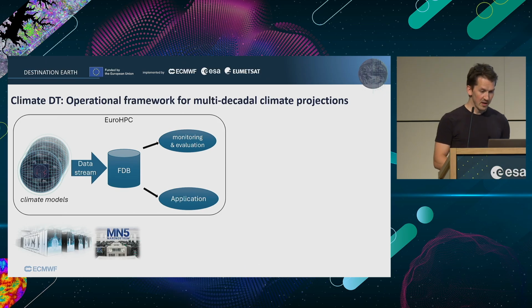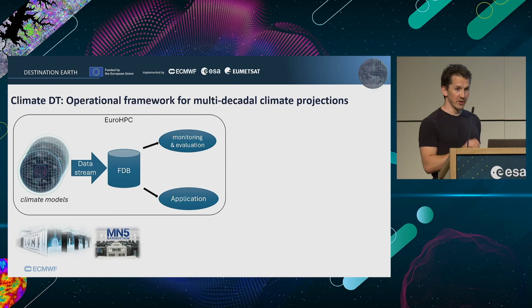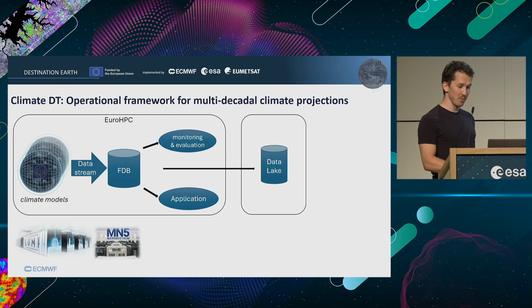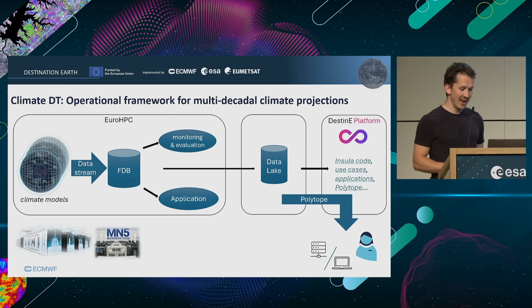So at this stage in the workflow, we still have the data on the EuroHPC system, where it's not available to everyone. So an important element is that while the climate models are producing the data, it's then pushed to the data lake. And this is happening after it passed an initial quality control to make sure that the data is complete. Once it's on the data lake, it is then made accessible via the DestinE platform, which offers many ways to interact with that data.